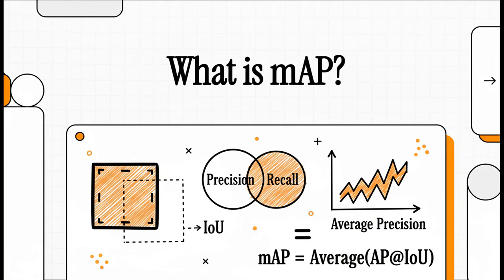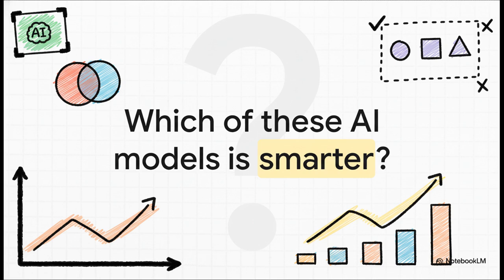So today, we're going to tackle one of the most important metrics in all of computer vision, mean average precision, or as pretty much everyone calls it, mAP. If you've ever wondered how developers figure out which AI model is truly the best at seeing the world, well, mAP is the answer. So let's get right into it.